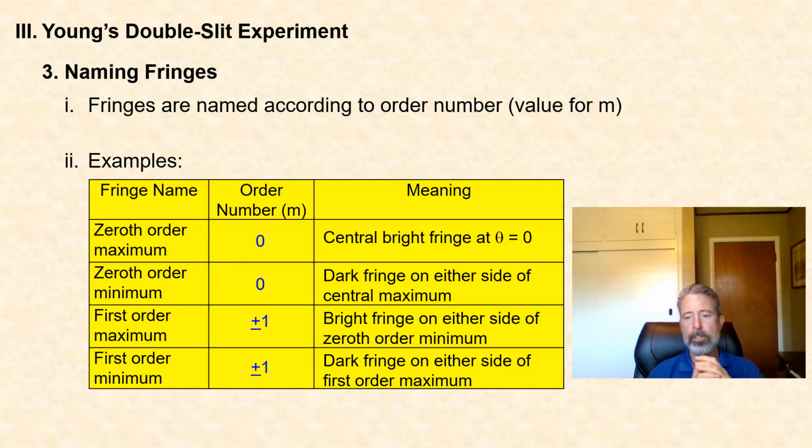So a note of caution here, when you're dealing with problems on this, if the problem says order number, then that tells you the value for m. But if the position of a fringe, either a bright or dark fringe, is actually described, you have to be careful to figure out the corresponding order number, which means that you have to understand the naming system. So be careful, because some problems give you the order number, some problems just describe a particular fringe, in which case you have to figure out the order number in order to solve the problem.